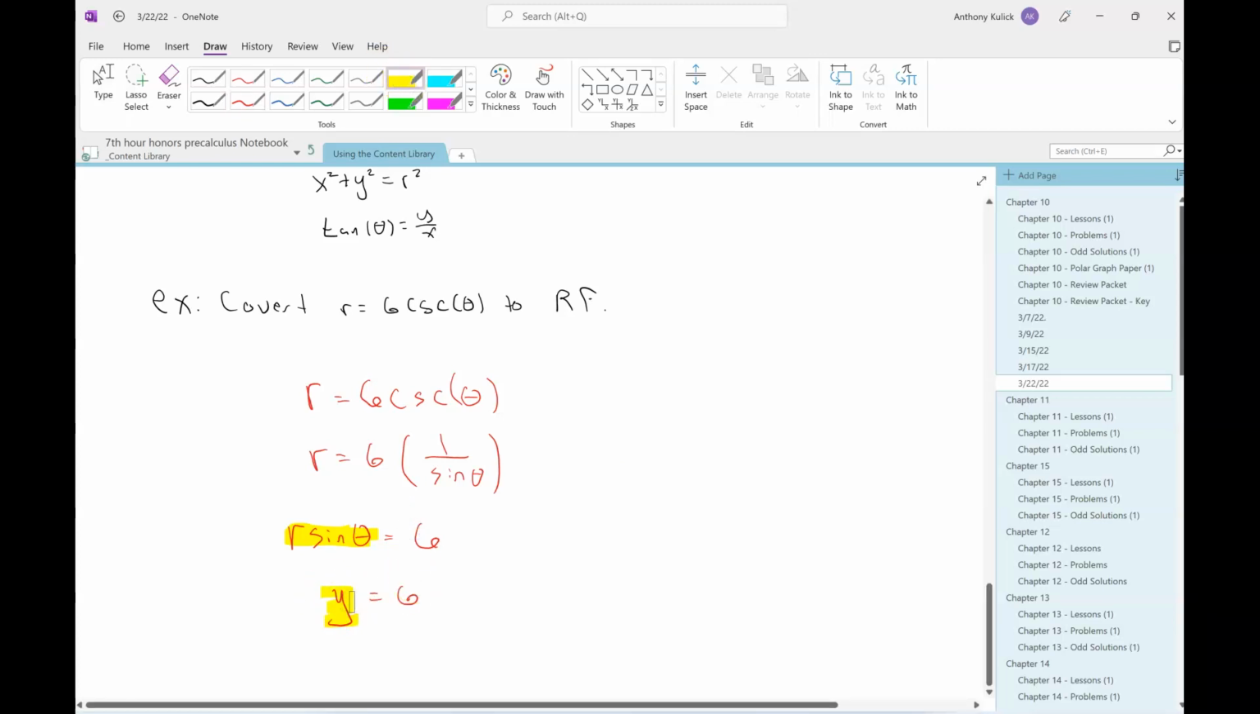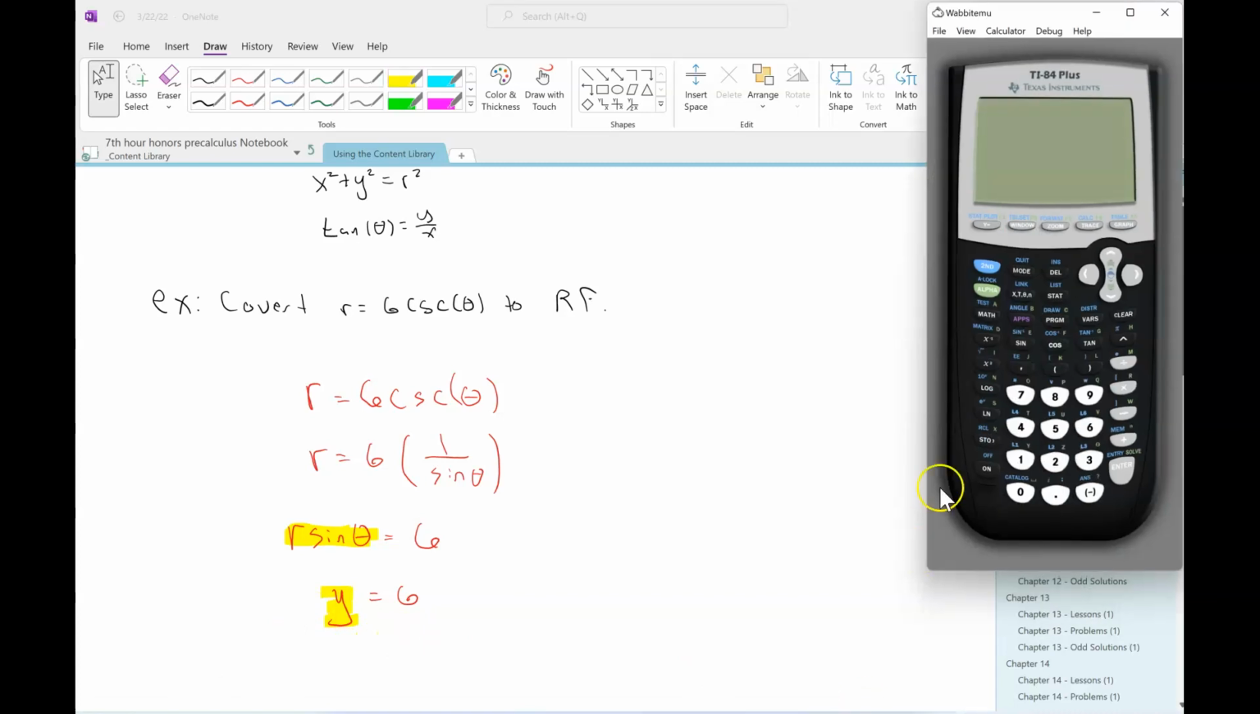Oh, okay. So what does this graph look like? It's a line, right? What kind of line? Horizontal, yeah. So it's just a horizontal line through the y-coordinate 6.